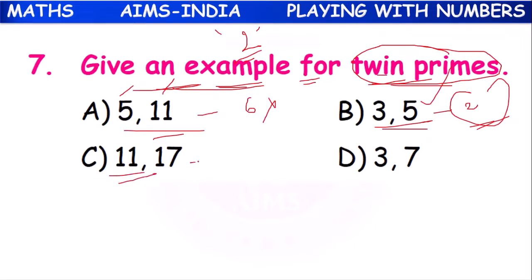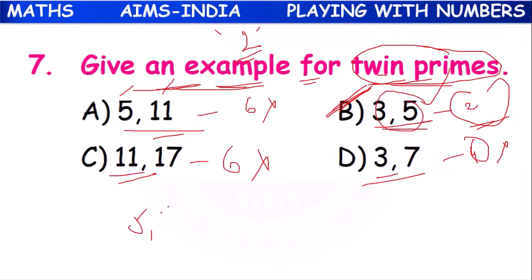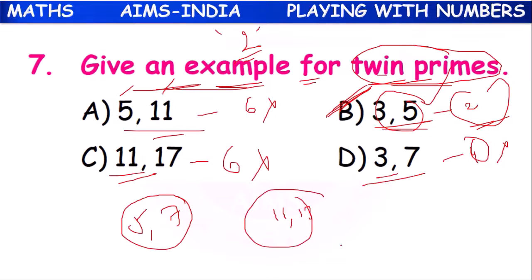11, 17 are prime numbers. Difference 6. Wrong answer. 3, 7 prime numbers. Difference 4. Wrong answer. So only B option is the correct one. After 3, 5, we can observe prime numbers like 5, 7. Their difference is 2. Twin primes. Or 11, 13. Twin primes. Or 17, 19. Twin primes. These are all said to be twin primes.